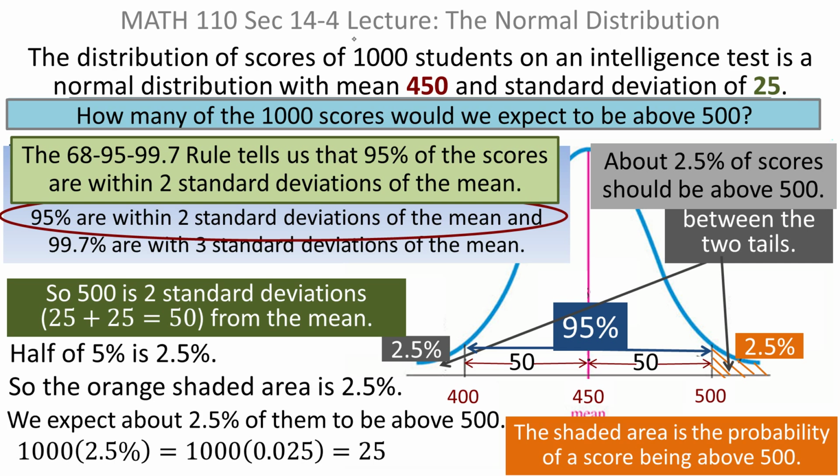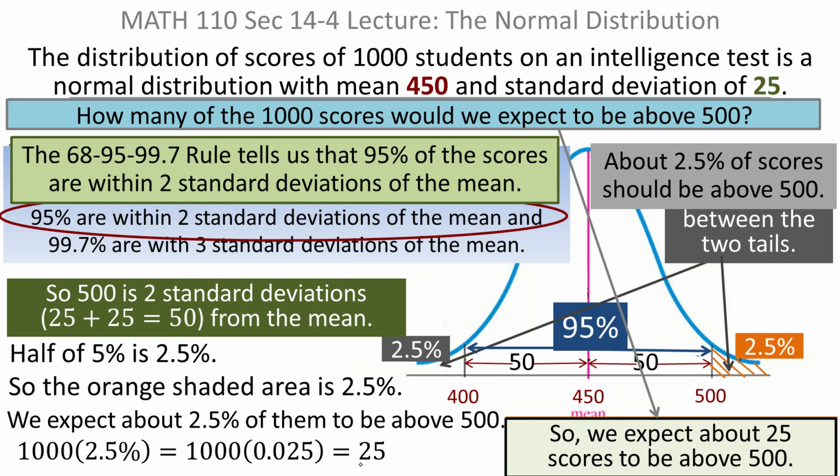So you take 2.5% of 1,000. Well, 2.5% is 0.025. 0.025 times 1,000 is 25. So to answer the second question, we would expect about 25 of those 1,000 student scores to be above 500.